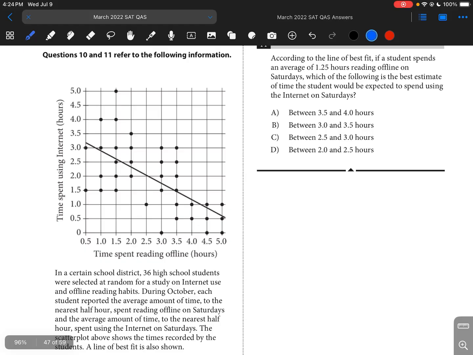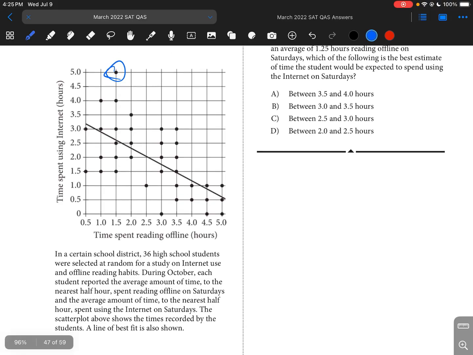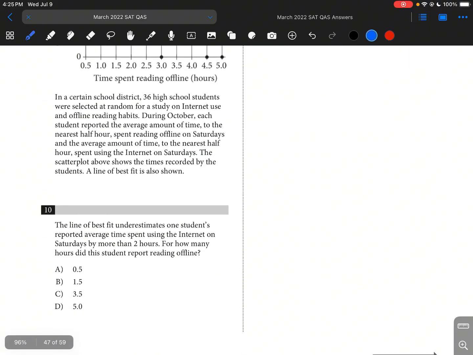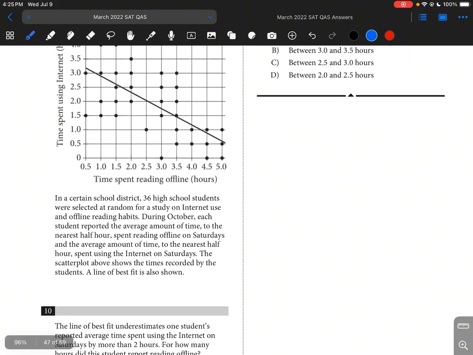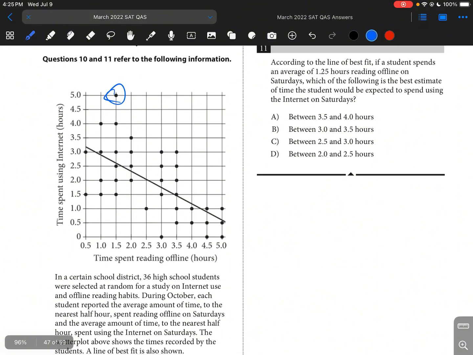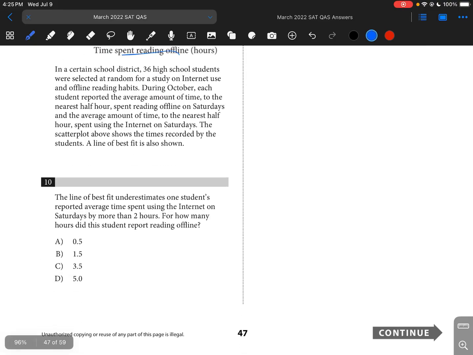So here's the time using the internet, and here's the line of best fit. So what is more than 2 hours? Wait, this is only one. This was 2 points. This is the individual whose time is 2 hours higher, and how many hours did this person report reading offline? We just got to be able to read this graph. So we're at this point here. Where are we on the x-axis, which is time reading? 1.5 hours.